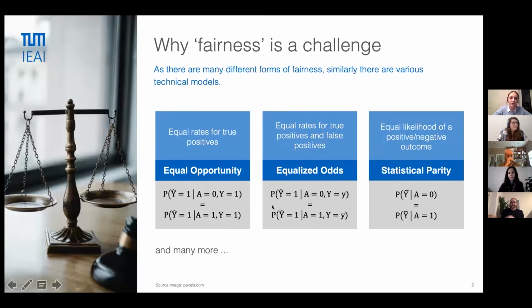So let's look at this issue from a more technical perspective. We have seen that we have many different forms of fairness from a social perspective, and similarly we have various technical models for how to translate those social perspectives into actual, let's say, statistical measures. So here are just 3 examples from the machine learning literature on how we can create statistical measures that we can integrate into our machine learning algorithms. And let's look at those 3 examples from a concrete use case.